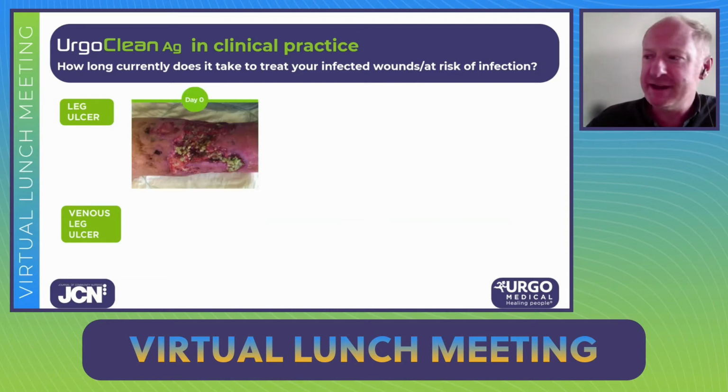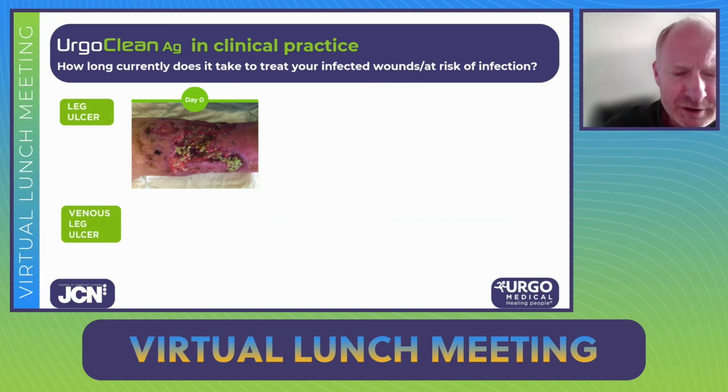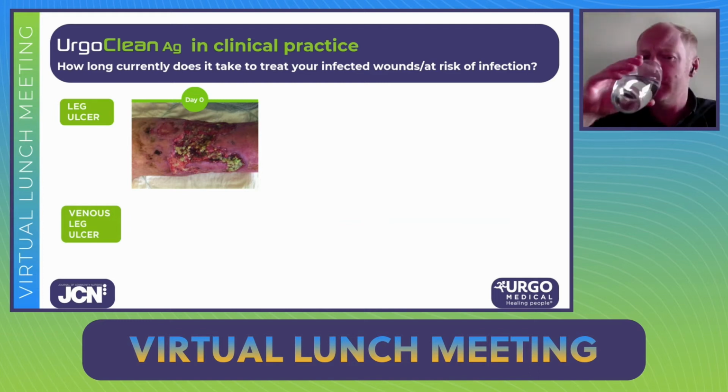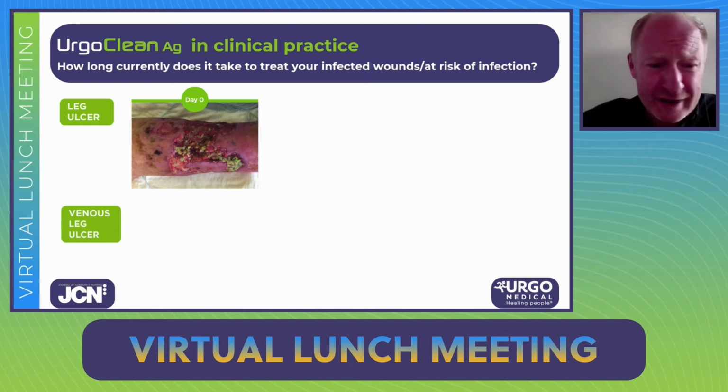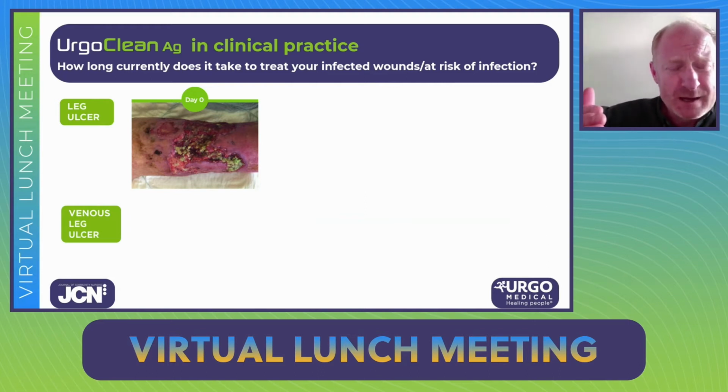So here you can see at day 0, a leg ulcer, a venous leg ulcer with a really unhealthy looking wound bed. There's a good deal of slough there. There's quite a lot of erythema going out from the wound. And the wound edges are also not looking very healthy. They're quite bright red and rolled, if you like.